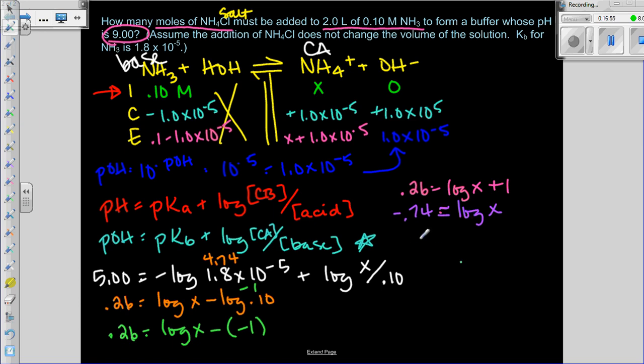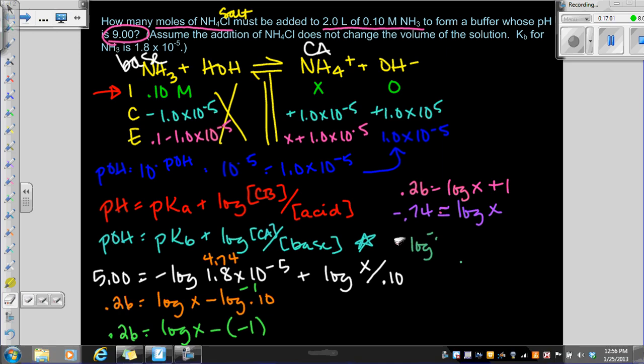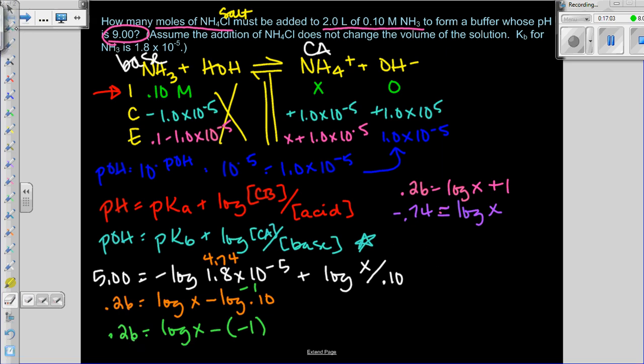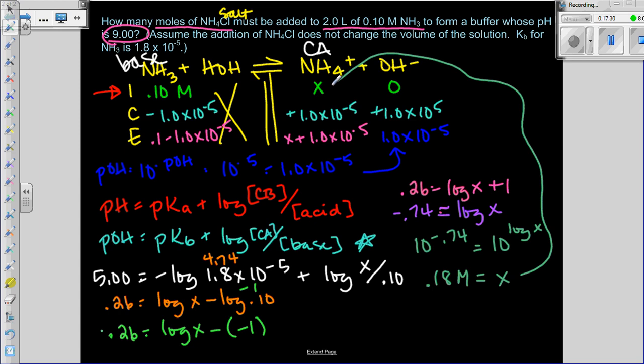So now, to get rid of the log, I do 10 to the -0.74 equals 10 to the log x, which really becomes x. So if I do anti-log, which is 10 to the -0.74, I get 0.18, which is a molarity. That is my x right there. So that is my initial concentration of ammonium.